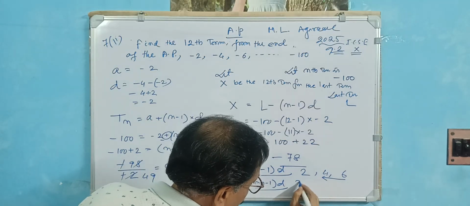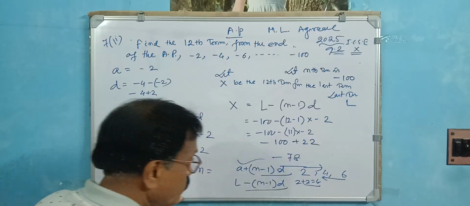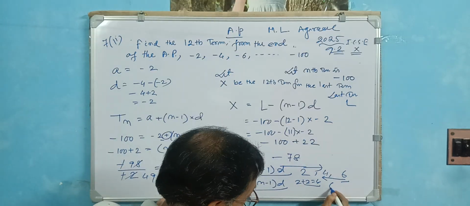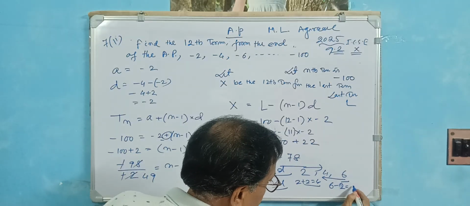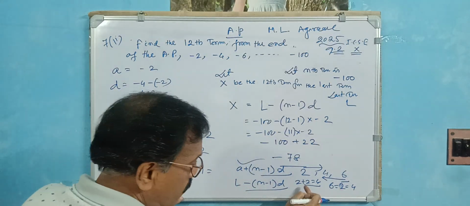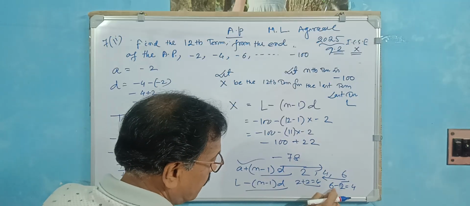Here is 2 plus 2, 4, 2 plus 2, 4. From here, so this formula use. From here, that is 6 minus 4, 6 minus 2. This is 4. So this is the minus. The common difference here is plus. From the last, the common difference is minus. Common difference is 6 minus 4.